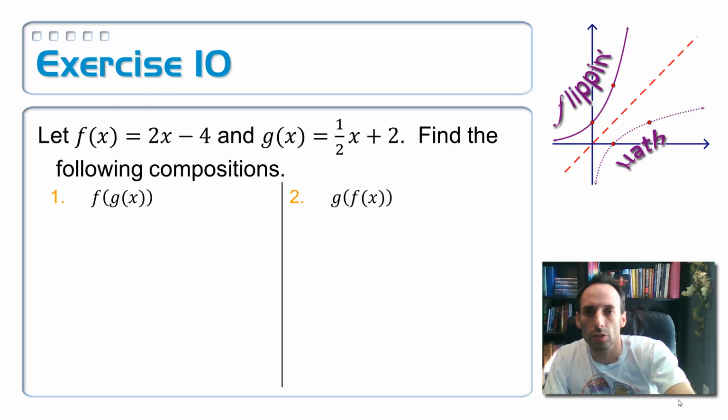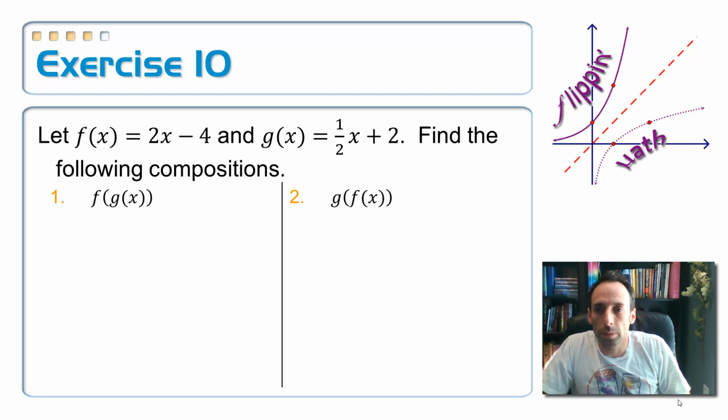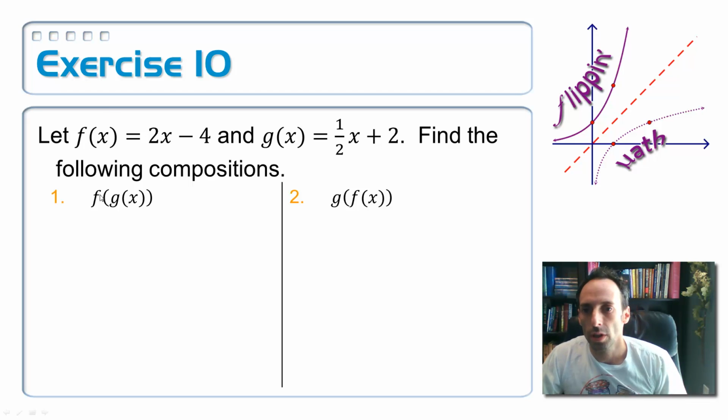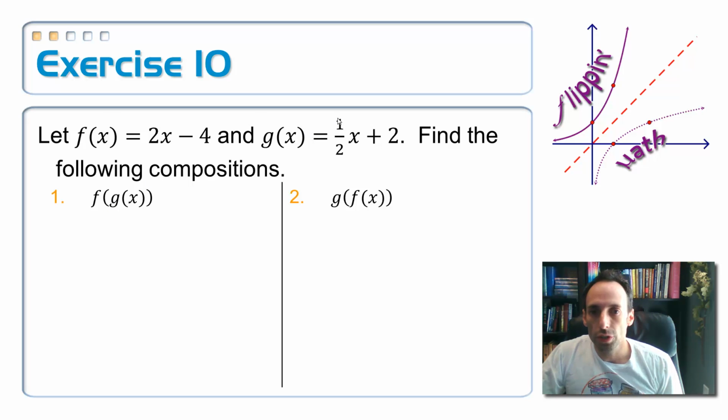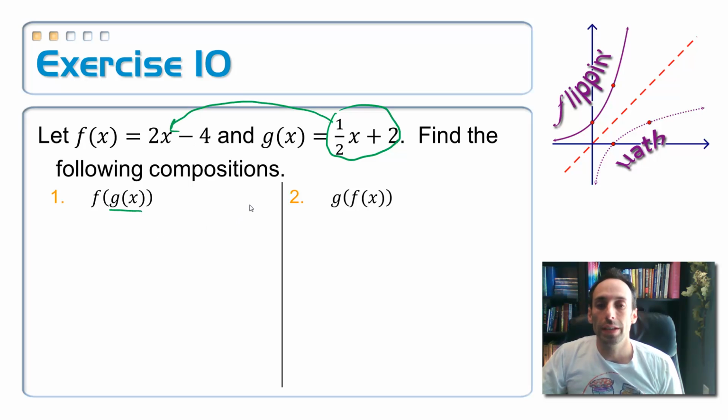Okay, so let's try it with the two functions that we've been working with so far. We're going to do these compositions. So the first thing that we're going to do is we're going to take all of g of x and we're going to substitute it in for x in f of x. We're doing it in that order because g of x is on the inside, so it goes in for x.